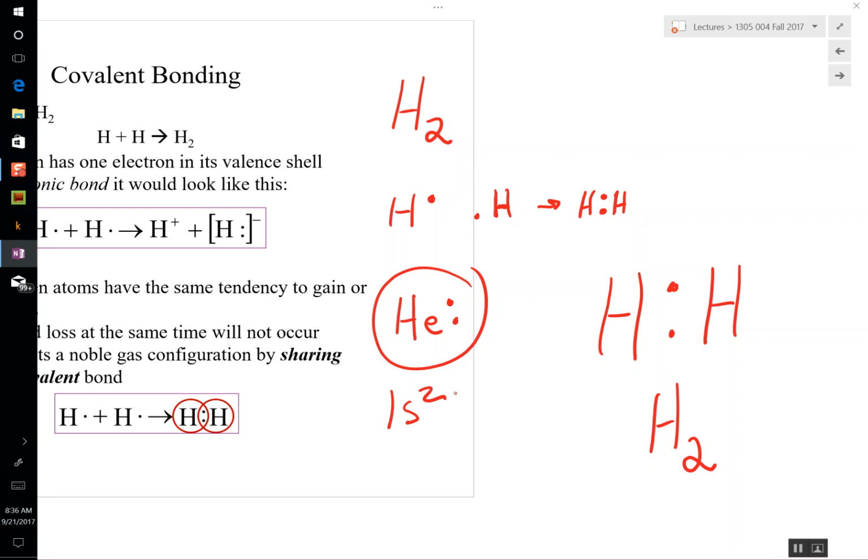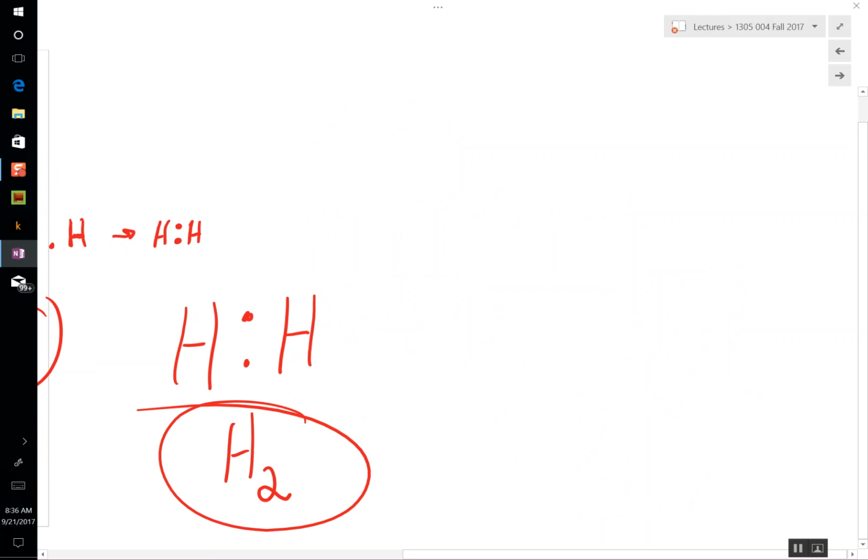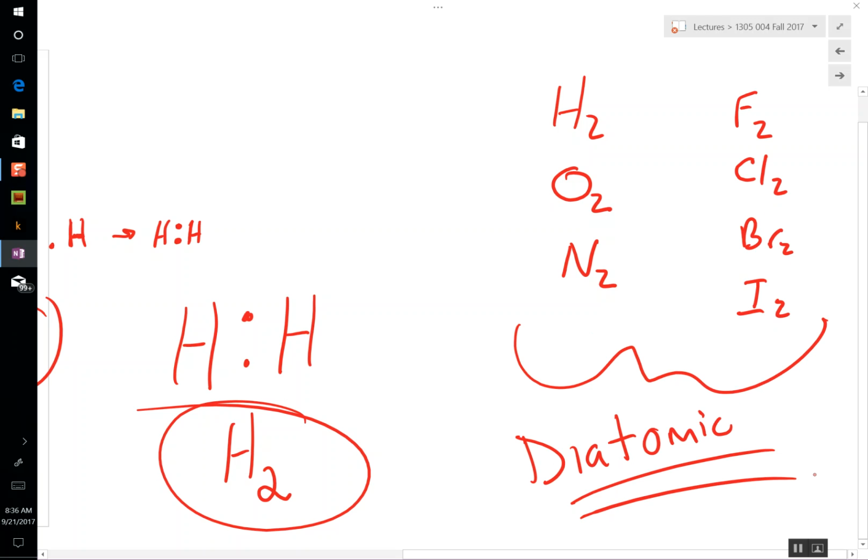But hydrogen doesn't do that. This is the way you find hydrogen. And actually, it's the way you find oxygen, it's the way you find nitrogen, and it's the way you find the halogens. All right? This is worth remembering. These 7 elements, 1, 2, 3, 4, 5, 6, 7 elements are diatomic. They are the best examples of covalent bonding.